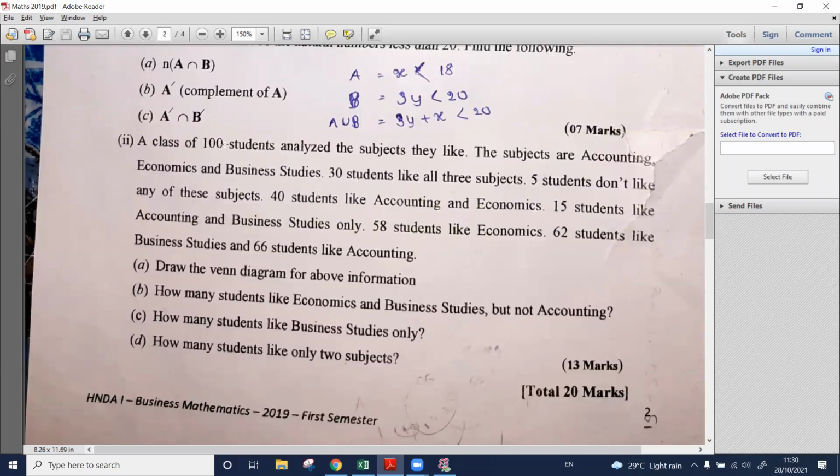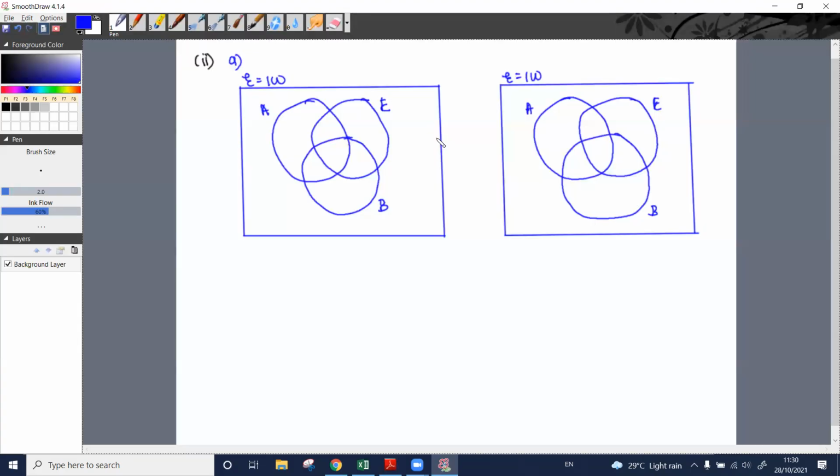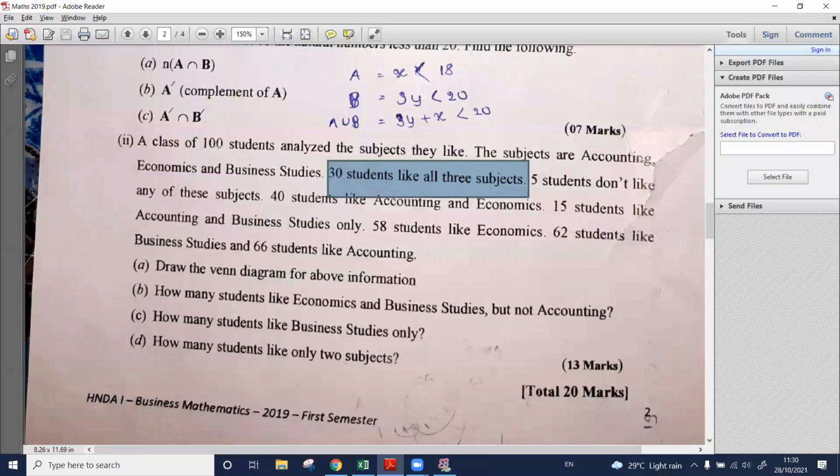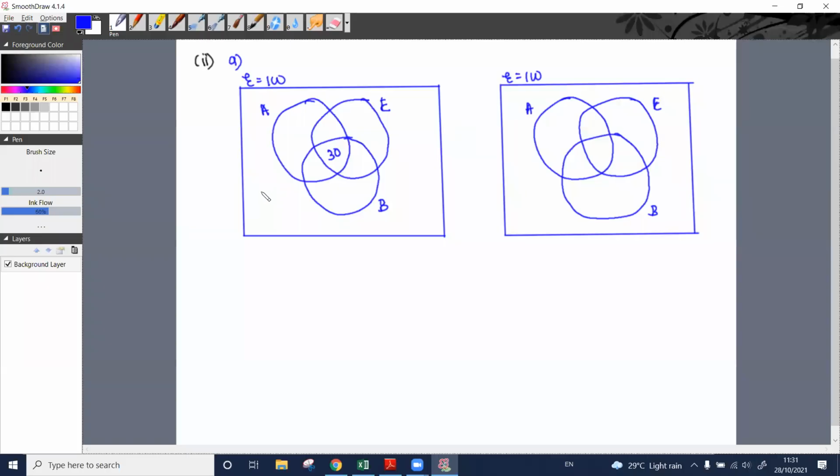A class of 100 students analyze the subjects they like. The subjects are accounting, economics, and business studies. 30 students like all 3 subjects. 30 should be here, all 3 subjects. 5 students don't like any of these subjects.